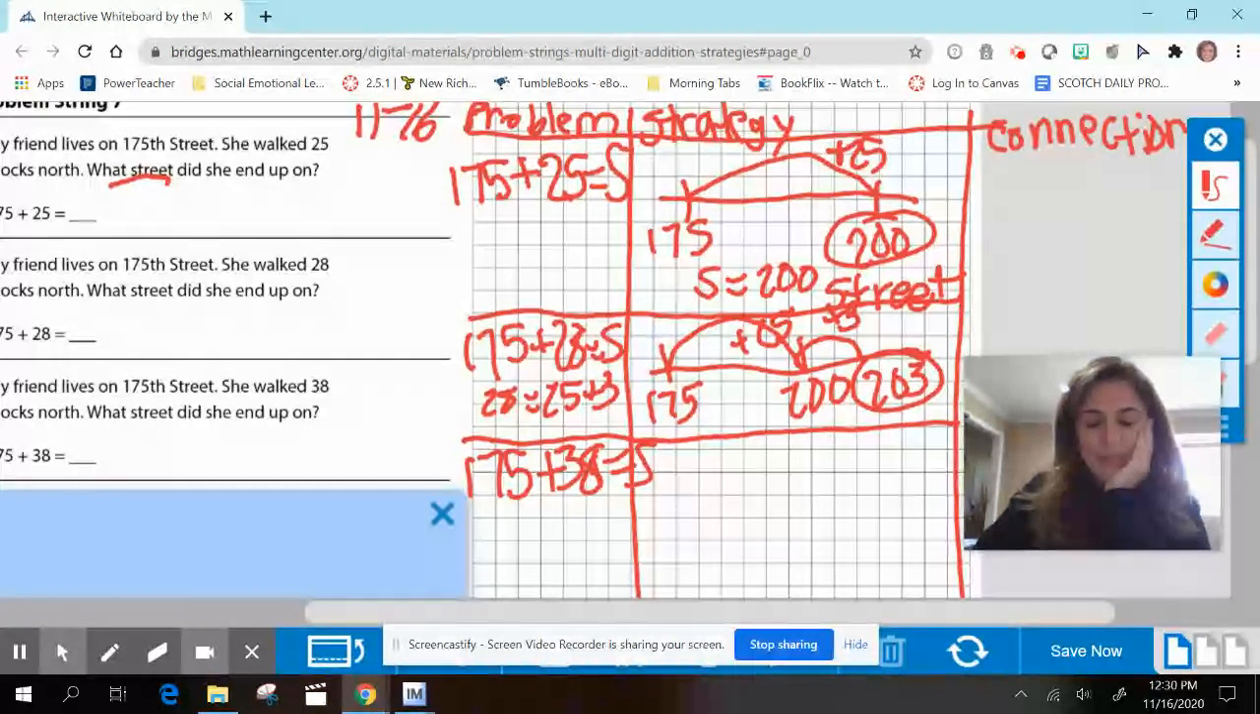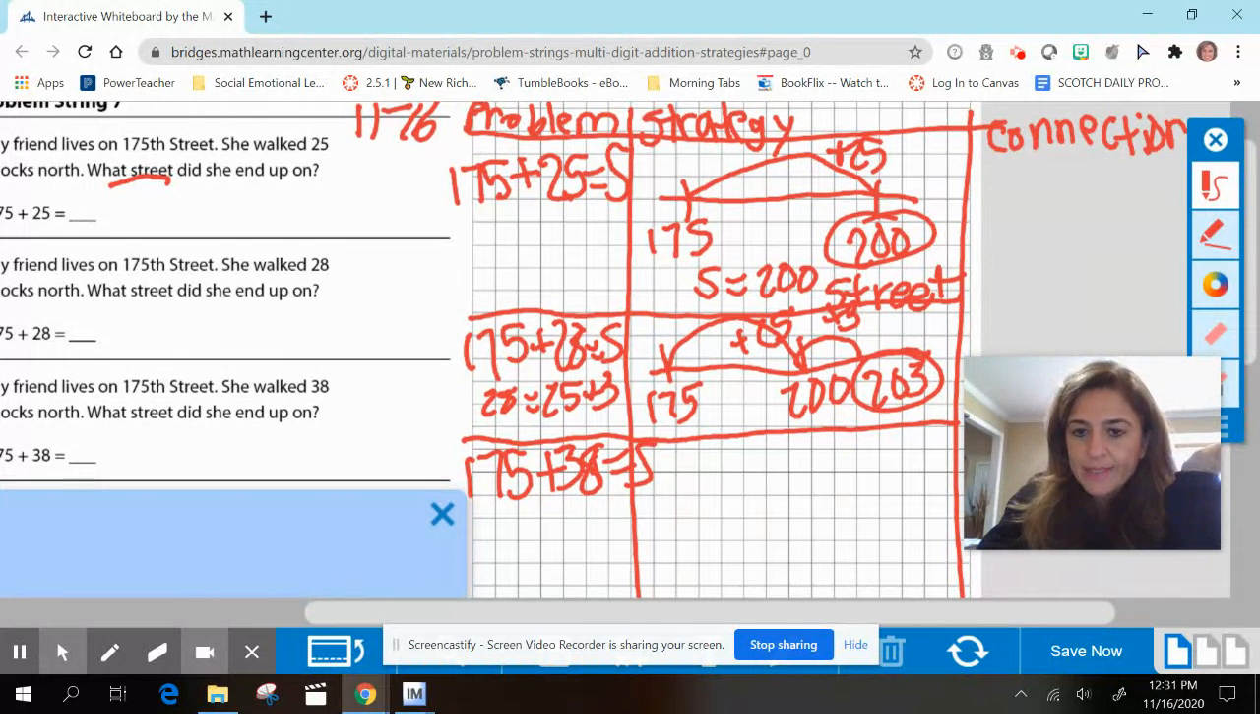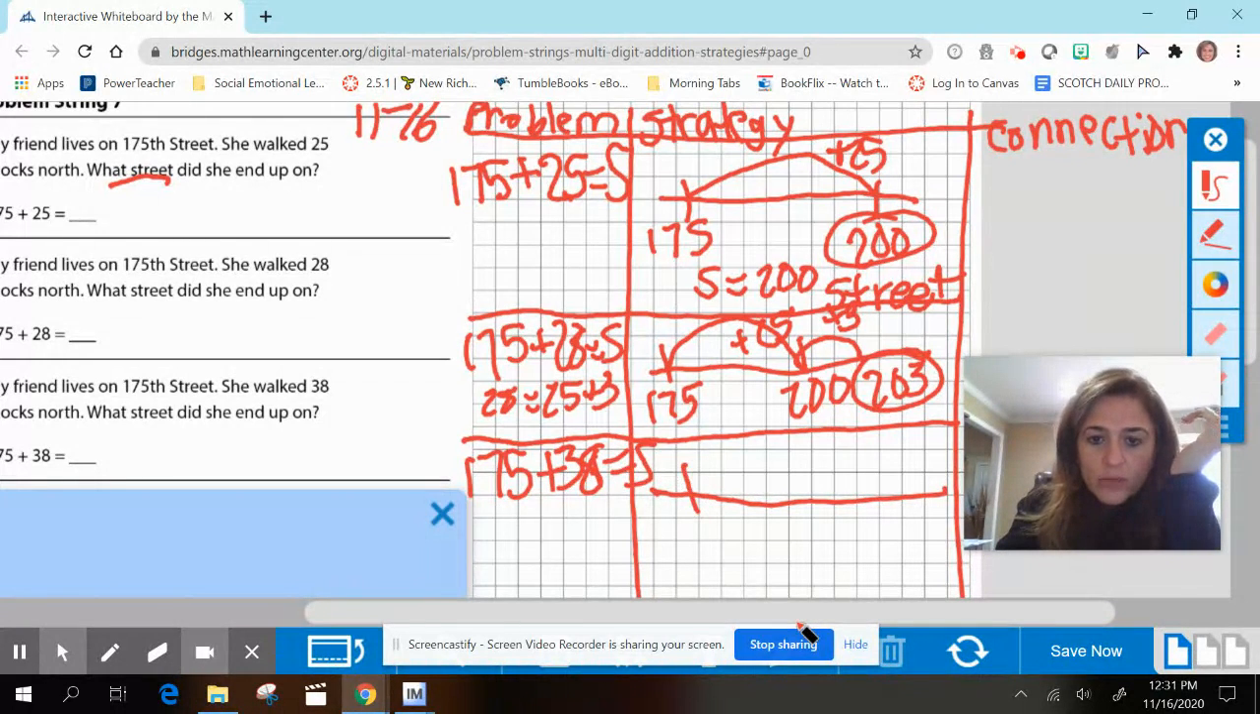So I bet some of you are thinking, Mrs. Nafso, 38 is just 10 more than 28. And I'll be like, yeah. So show me what you would do here. You would do 175, and you already did the work for 28.